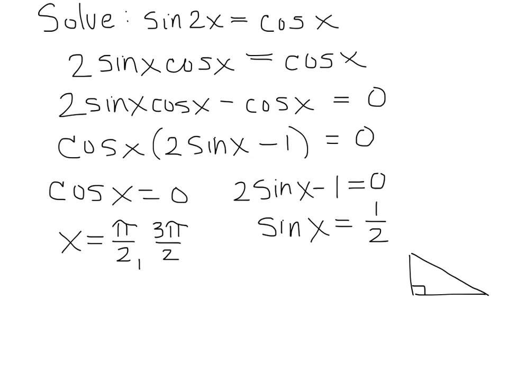So if we draw our reference triangle, angle 30, angle 60, side 1, root 3, and 2. So which angle gives a sine of 1/2? That would be 30 degrees, which is pi over 6 in quadrant 1, where sine is positive, and then we need to give the second answer in quadrant 2, which is 5 pi over 6.